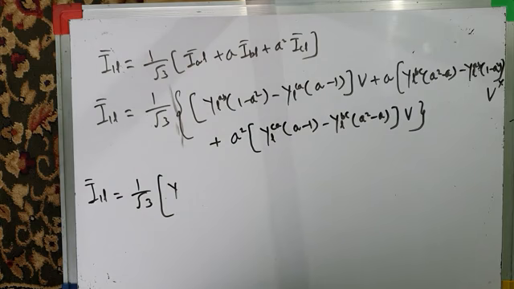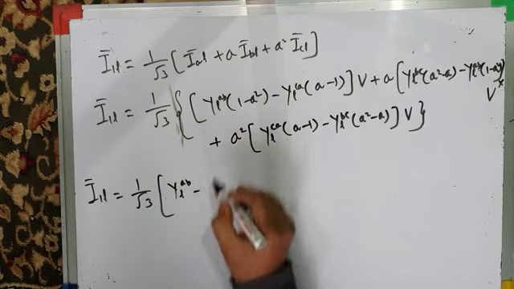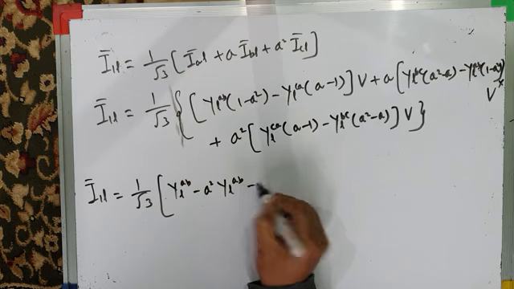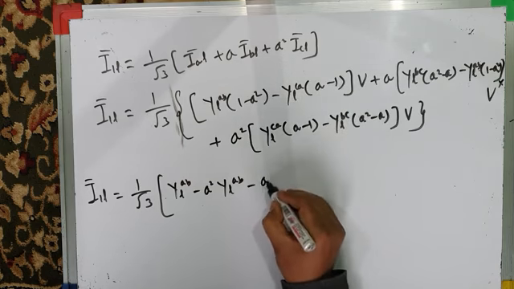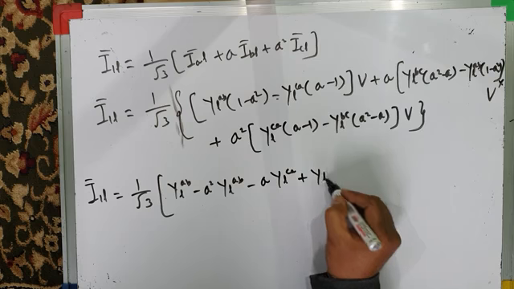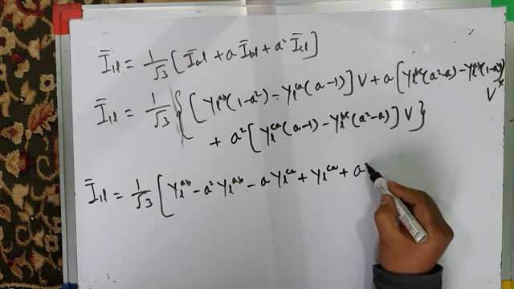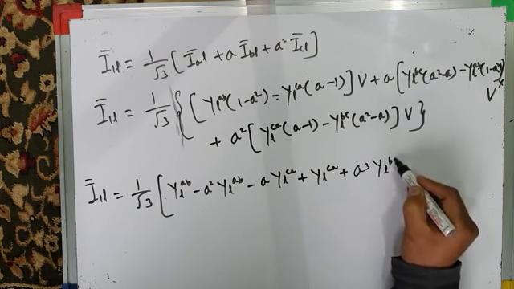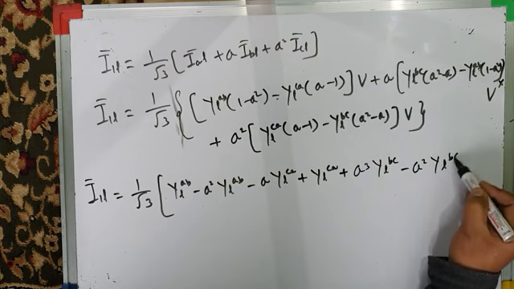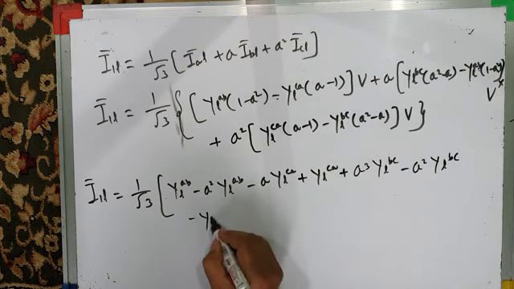First term is YLAB. I will write it as it is. Minus A square YLAB, minus AYLCA. Minus, minus into minus is plus YLCA, plus A into A square is A cube YLBC. Minus A into A is A square YLBC. Minus, so this is YLAB into 1, that is YLAB.